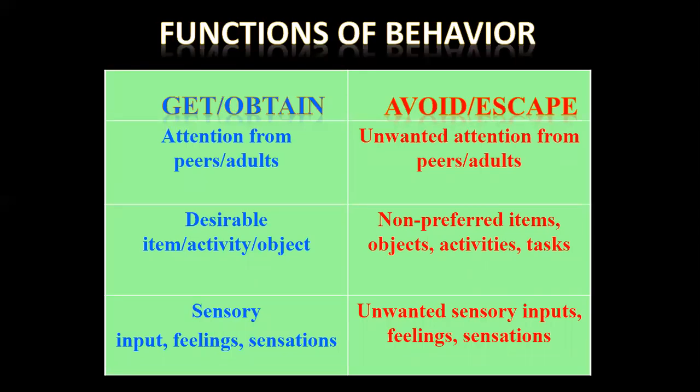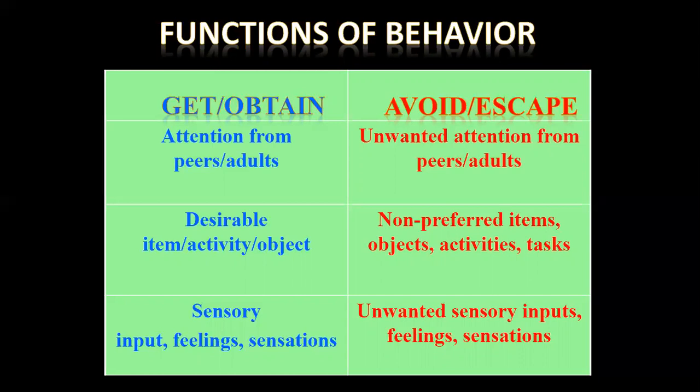Look at this functions of behavior chart. This describes again the functions of behavior being to get or obtain, or to avoid and escape. What might a student be trying to get or obtain? This could be attention from peers and adults. Remember the student that was shouting out during the instructional lessons? They might also be trying to get or obtain a desired item, activity, or object, an iPad or goldfish. What about sensory input or feelings or sensations? This might be the student that's banging on their head or on the floor.